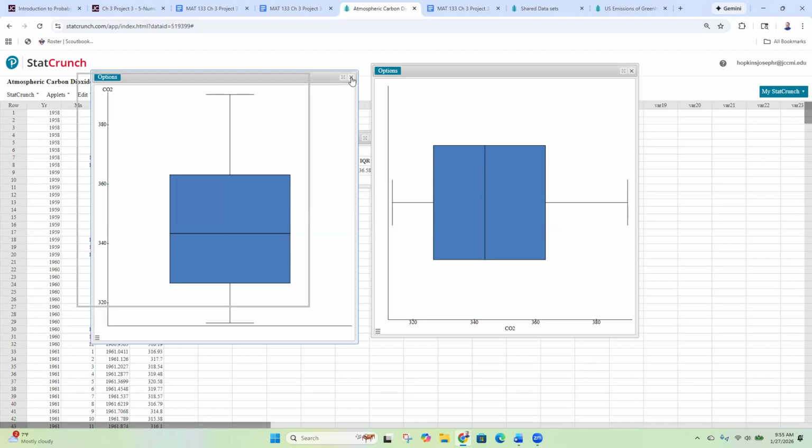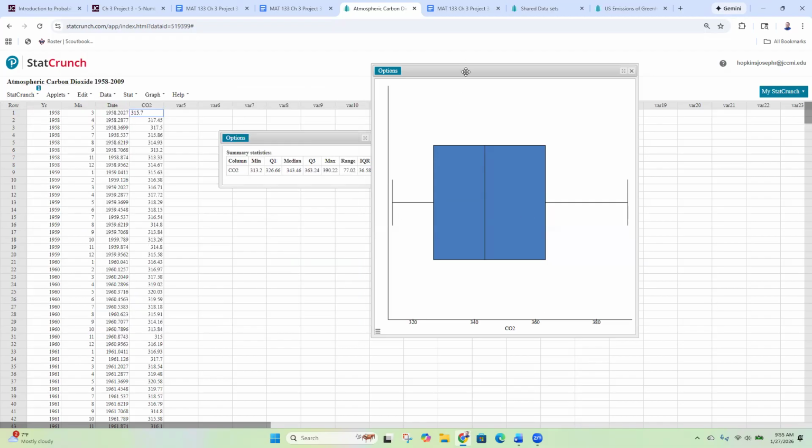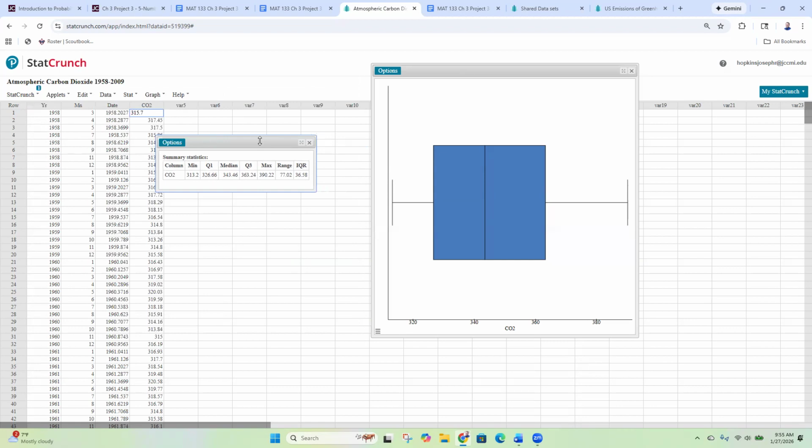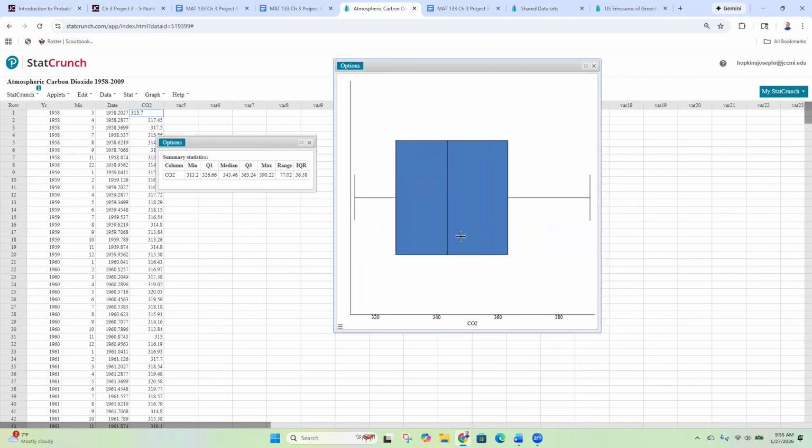Okay. All right. So here is my box plot that I have. And you're going to obviously have a different looking one, and that's great. That's fine. Okay. So what is this? Well, what is this box plot?